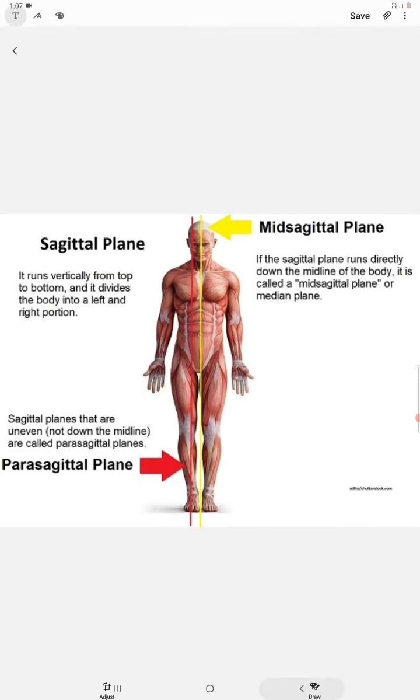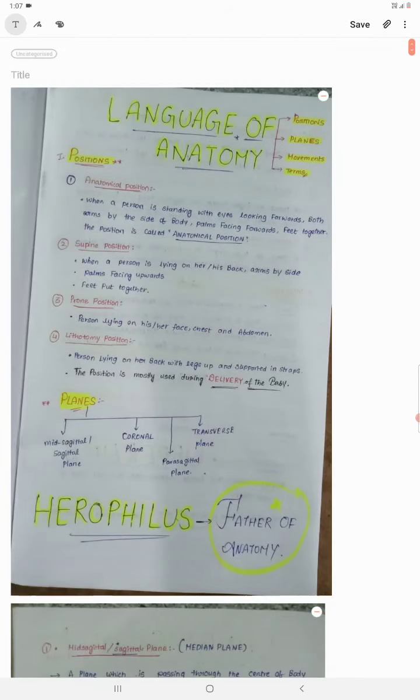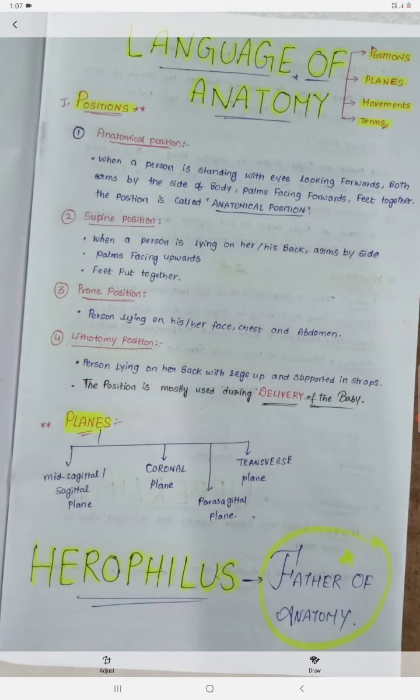And coming to the other topic, we completed the positions. Okay, positions. What are the positions? The positions are anatomical position, supination, pronation, and lithotomy position. Remember these four positions and their definitions.